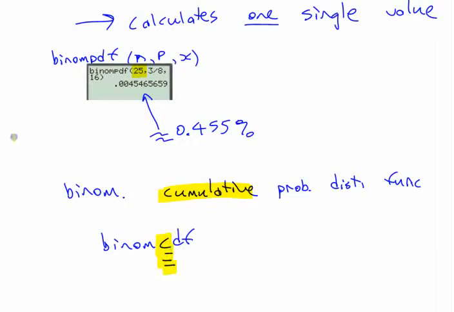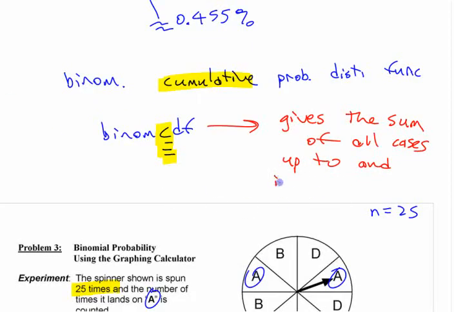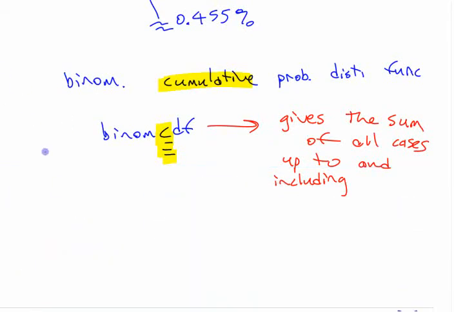This gives you all the cases up to and including the one you put in. This is important to understand here. It gives the sum of all cases up to and including the value of x that you enter.